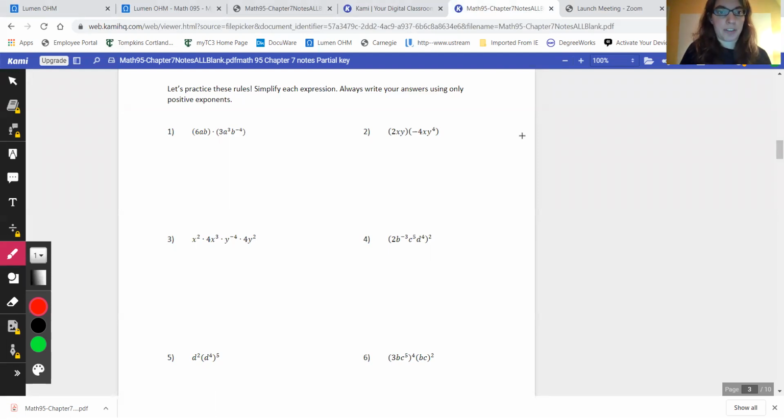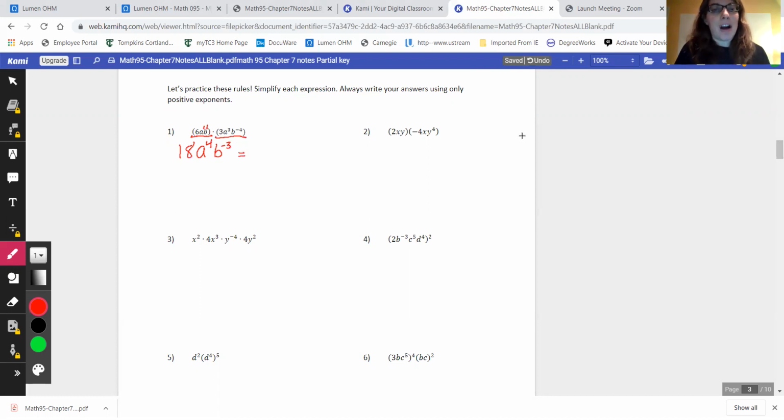All right, so here we have two expressions. Nothing is being raised to a power. There's no exponent outside that, right? So we're just going to go ahead and multiply. We can multiply the plain old numbers first. So 6 times 3 would be 18. And then I have A and B here. Remember I suggested that we put a 1 wherever there's not an exponent. So A to the first times A to the third. I'm going to add those exponents. I get A to the fourth. B to the first times B to the negative fourth. 1 plus negative 4 is negative 3.